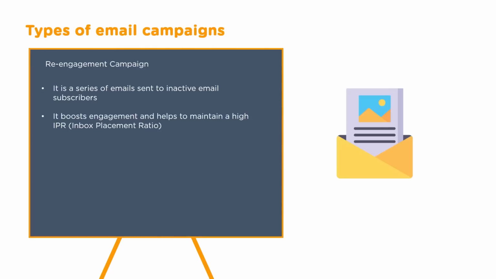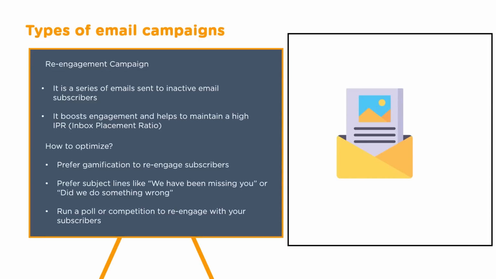Okay, let's talk about re-engagement campaigns. A re-engagement campaign is a series of emails sent to inactive email subscribers. What it does is boost engagement and help to maintain a high inbox placement ratio. We want to make sure that we're getting people back on our subscriber list. So how are we going to optimize for something like this?